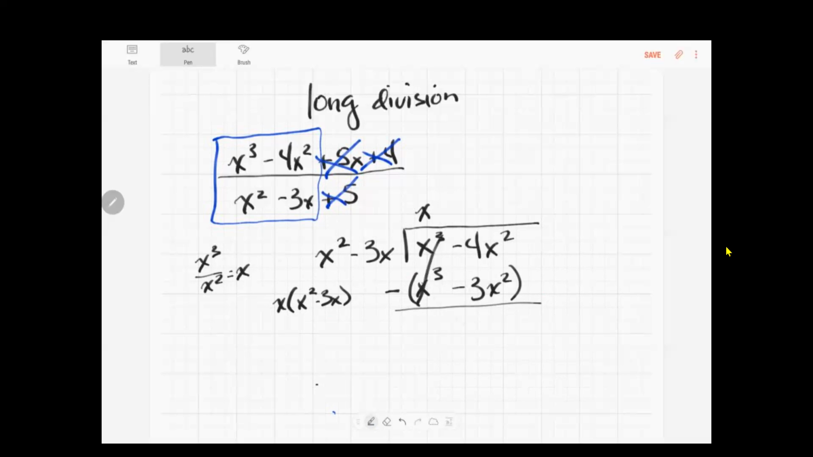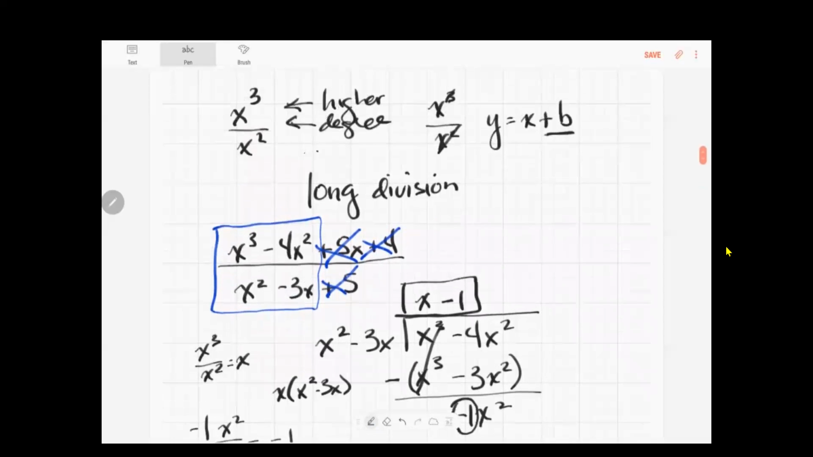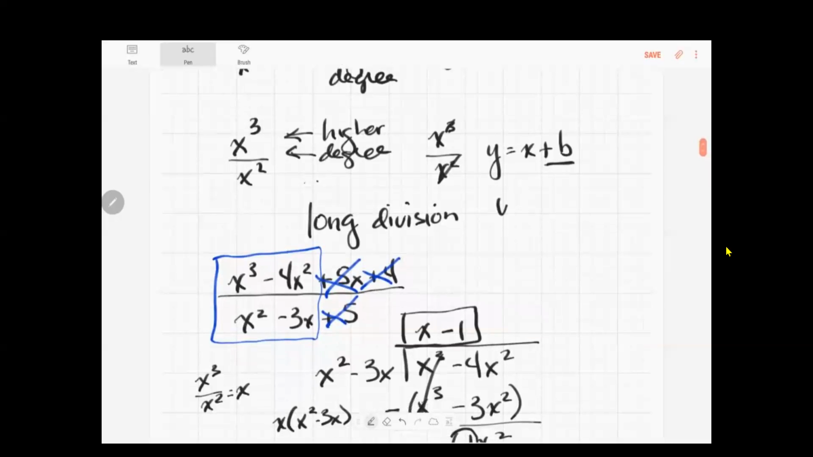So these two cancel out. This becomes a plus, and so we have minus x squared plus 3x squared, leaving minus 1x squared. Now we divide it by x squared, and that equals minus 1. So we have this number right here, minus 1. I know we have a remainder and all that, but we don't really care about that. All we care about is this, and so there's our y equals x minus 1.